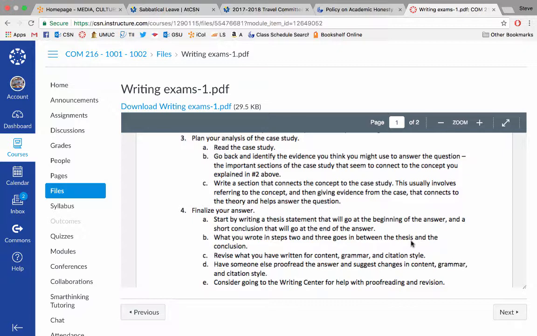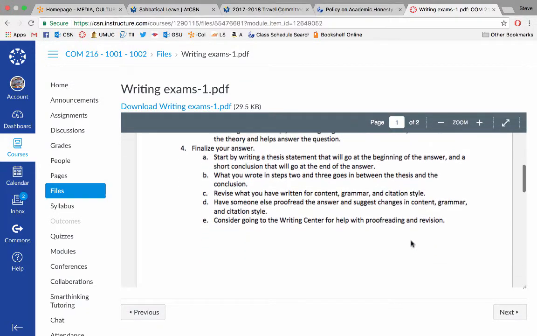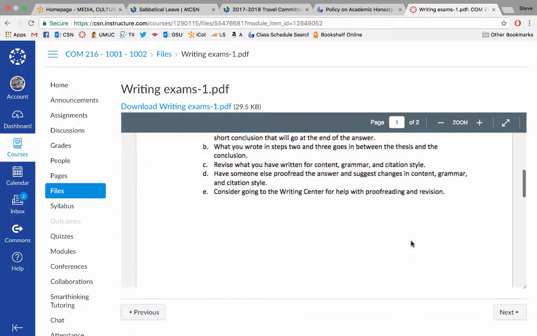So with the elaboration likelihood model, there are two routes you can use to persuade somebody. And if you're identifying one route, then you would give evidence from the case to prove that route was being used. And then finally, you're going to finalize the answer by writing a thesis statement for the beginning and a conclusion that goes at the end. You put the stuff you've already written between those two, and then you revise for content, grammar, and citation style. You might want to have somebody else proofread your exam questions, and you might consider going to the writing center because I will be grading your writing as well as the content of your answers.